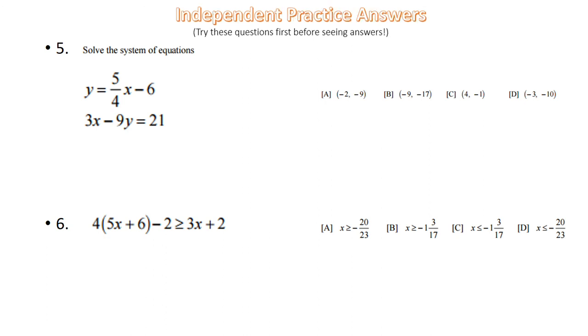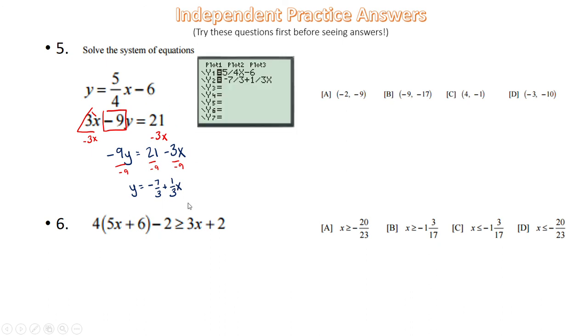Okay. On number 5, you solve the second equation for y by subtracting 3x on both sides. Then put these side by side and divide by negative 9. If you divide by negative 9, you're going to get a fraction of negative 7 over 3 plus positive 1 over 3x. Type both of your equations into y equals.